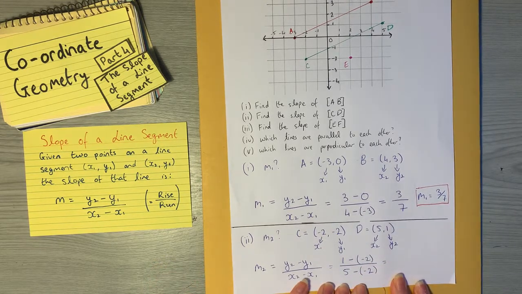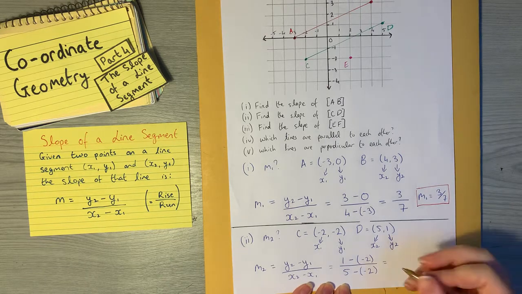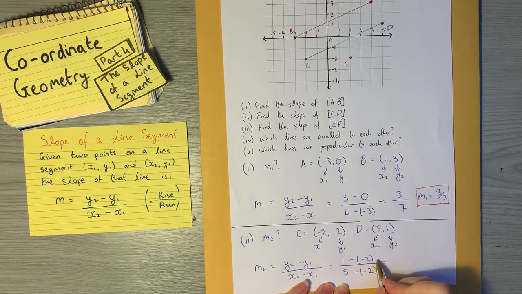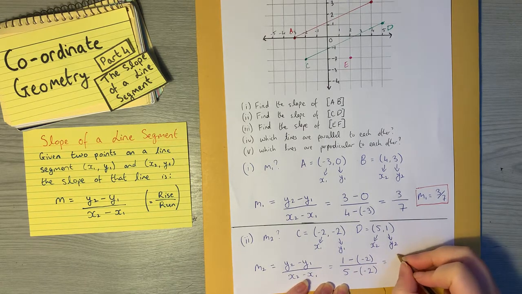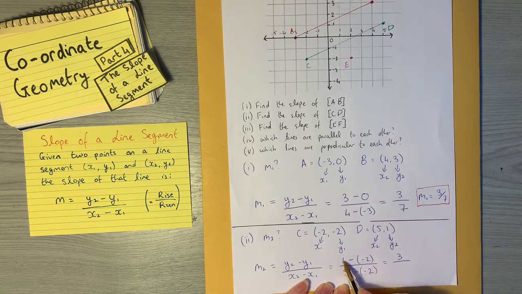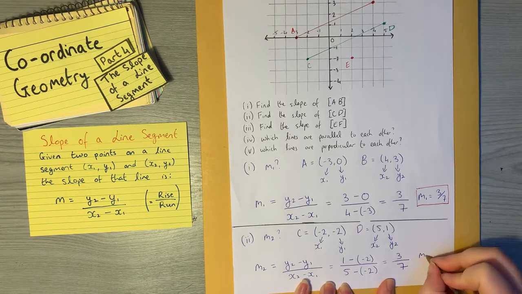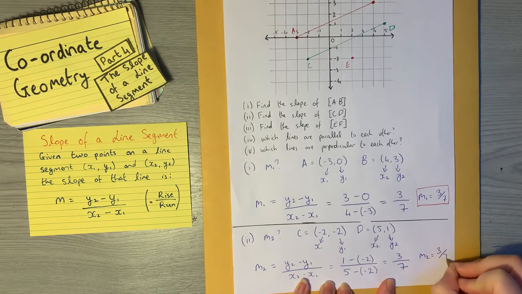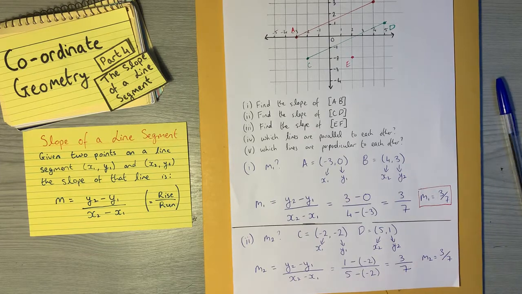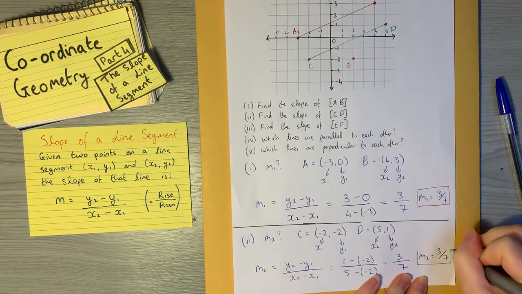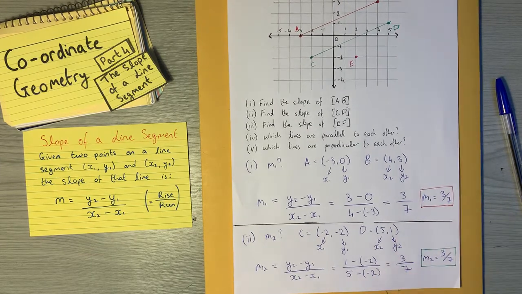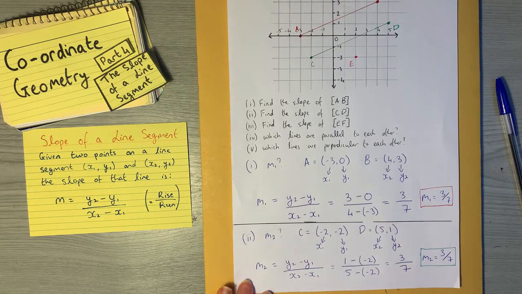Okay. And then last thing is to simplify. So I've got 1 minus 2, which is 3, because that's going to become 1 plus 2 due to the 2 minuses. And then on the bottom, I've got 5 minus 2. So that's going to be 5 plus 2, which is 7. So that means m2 is equal to 3 over 7. So that is the slope of CD.